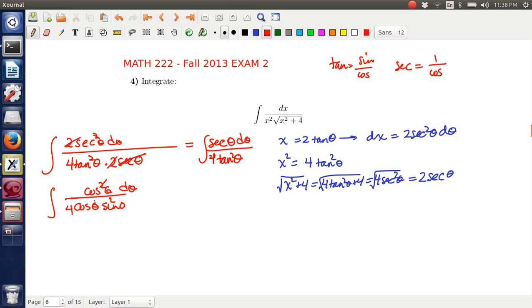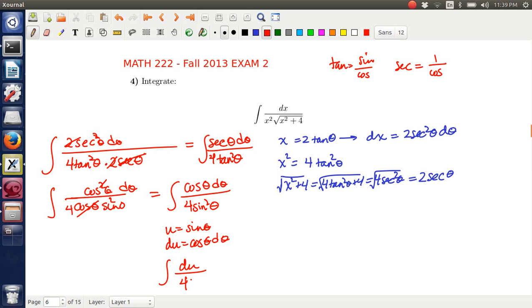Okay, now what? Well, one of the cosines cancels out. Let's go ahead and rewrite that again. Then we have 4 sine squared theta. Great. Now what do we do? Well, now we can use good old u substitution because u is sine of theta. Derivative of sine is cosine. And we're going to put all this stuff back together again. So we have a du on top and a 4u squared. And then this could be equal to, let's rewrite this, 1/4 u to the minus 2 du.